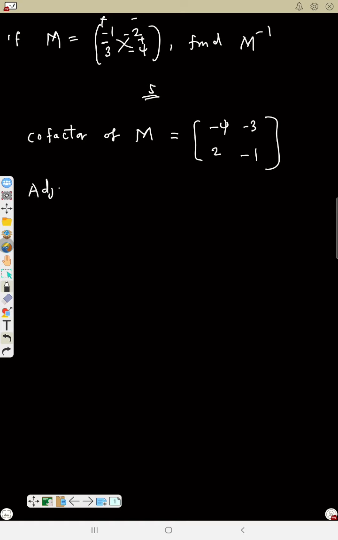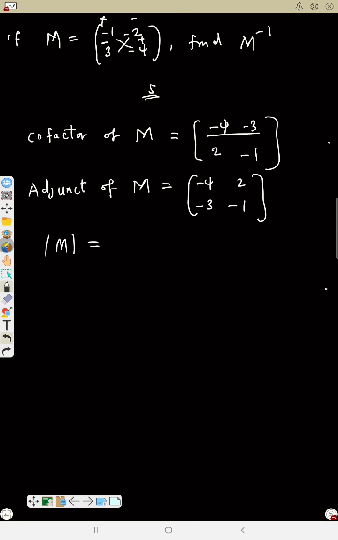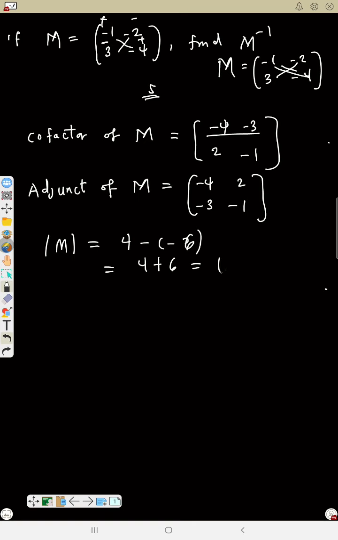Then adjuncts of M. Adjunct is transpose of cofactor. So this will be minus 4, minus 3, 2, minus 1. So now determinants of M. So determinant of M, remember M equals to minus 1, minus 2, 3, minus 4. So determinants, this times this, minus this times this. So that will be 4 minus minus 6. 4 times minus plus, this times this minus that times that. So that will be 4 plus 6, which is 10.